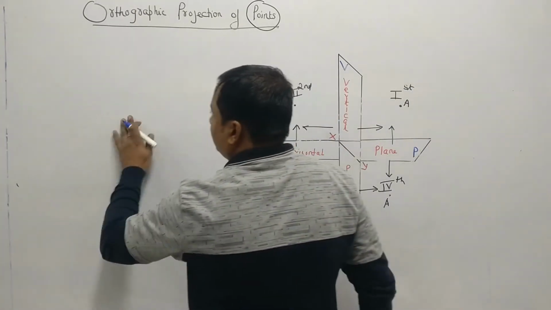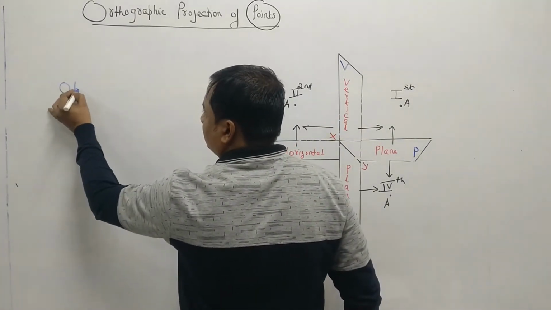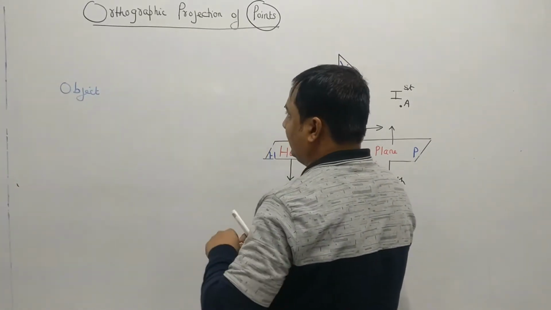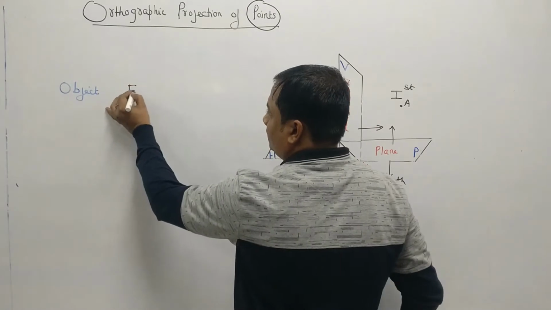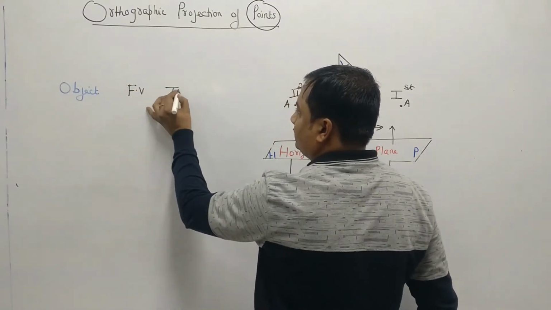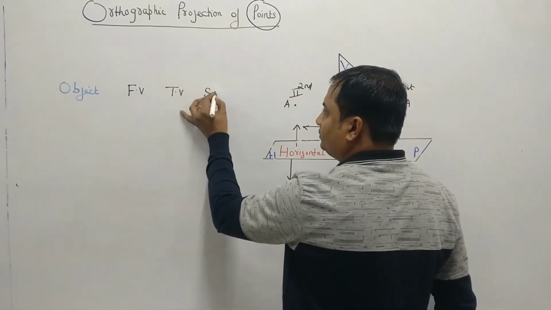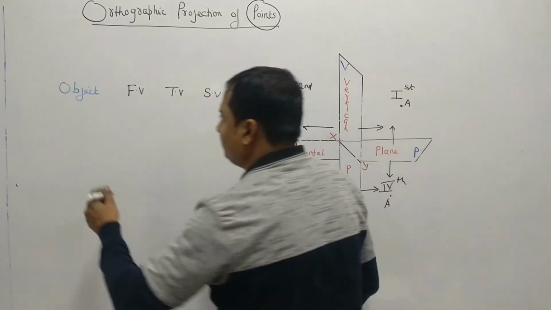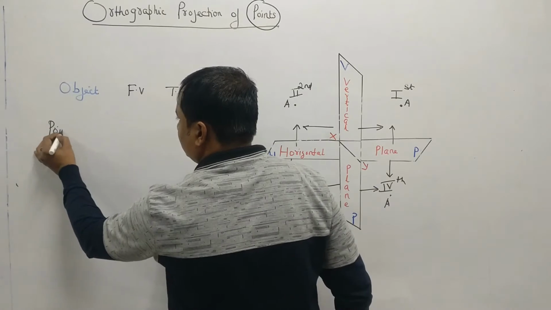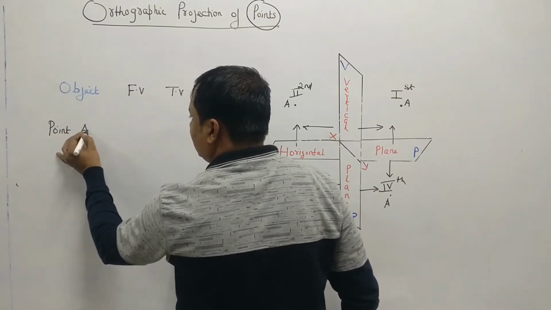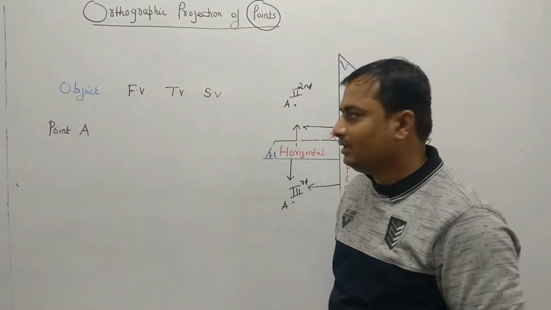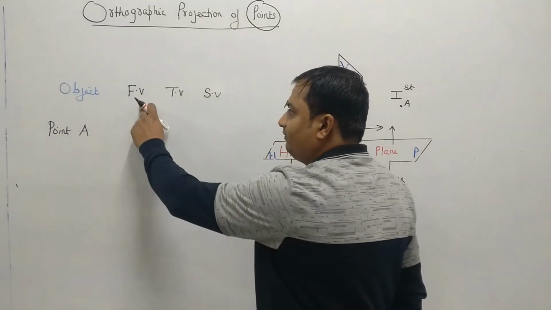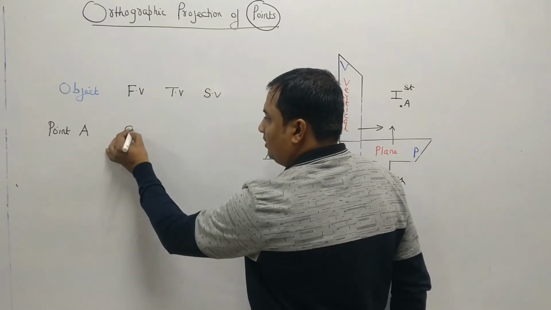Like if this is my object, and the front view, this is the front view and this is the top view. So let's take the side view also. If my object is a point, and if the name of the point is capital A, so A is the name of the point. If my object is a point and the name of the point is capital A, its front view will be represented by small a dash.